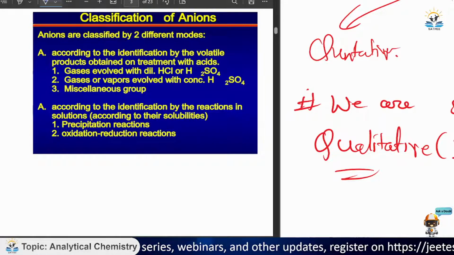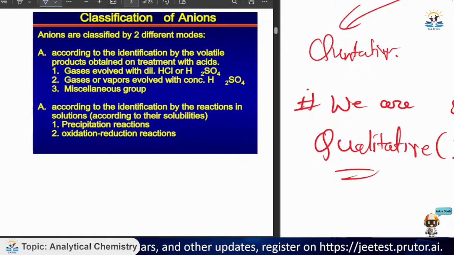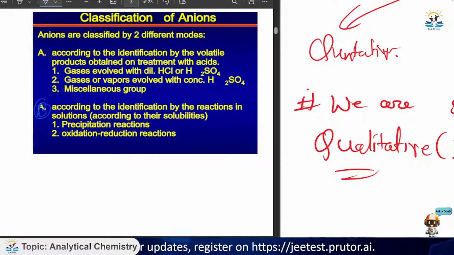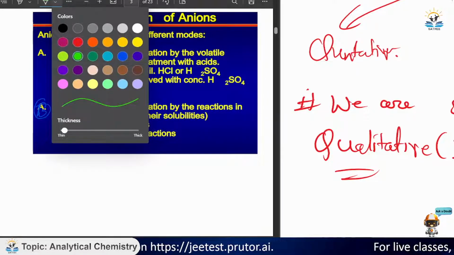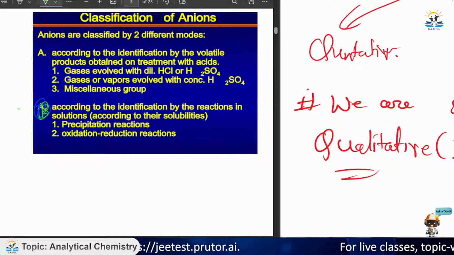Now, let's move on to the classification of the anions. Anions are classified by two different modes. Let me change the marker color. Okay, green. This one is B.